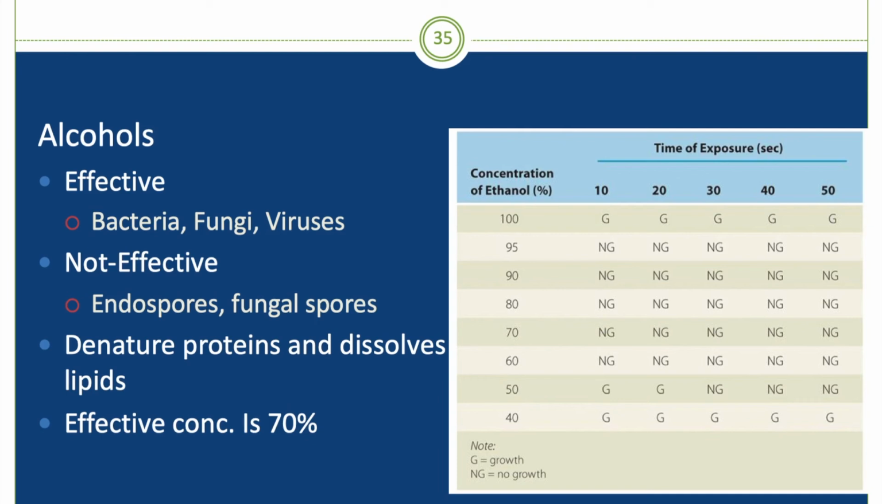The most effective percentage in terms of the alcohol solution is 70%. So you start seeing effects beginning at 60% solution all the way to 95%. When you get to 100%, you don't see any effects. There is no effect, there is growth of bacteria.